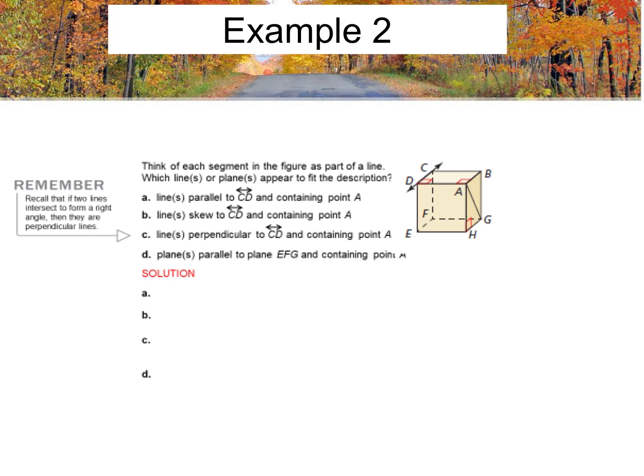For question A, they're telling us to find lines parallel to line CD that contain point A. Now, these are the lines parallel to line CD. Let me choose a different color. We have line AB, line HG, and line EF. They're telling us it contains point A, so the only line that contains point A is actually line AB.